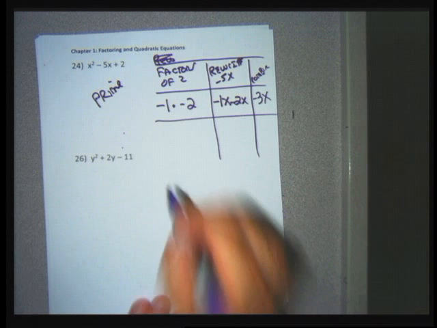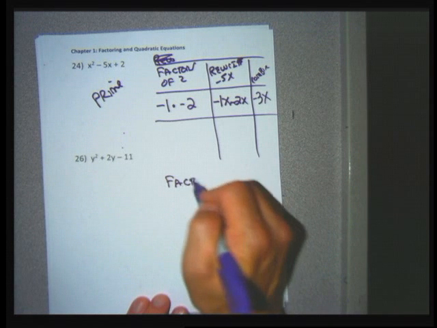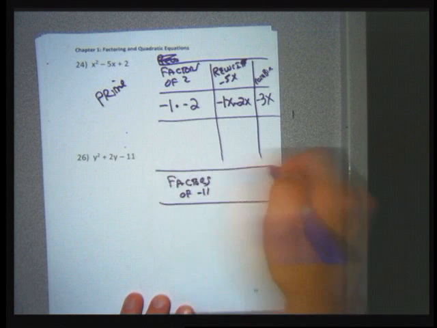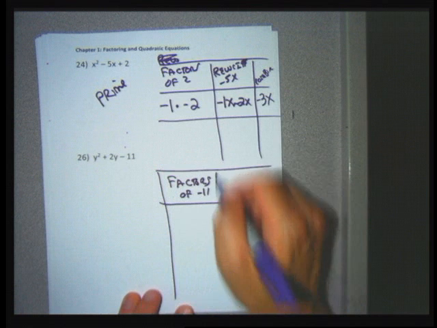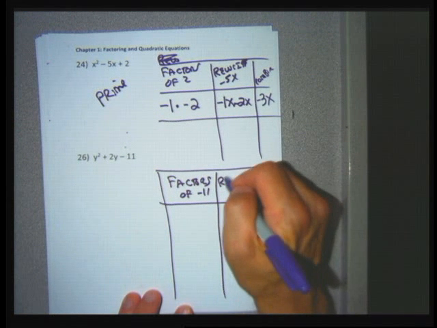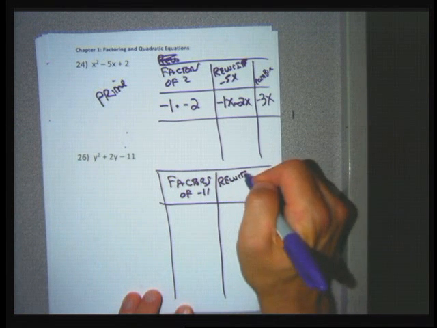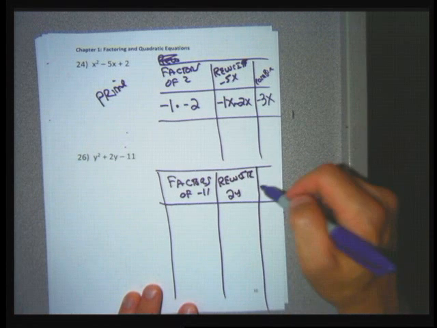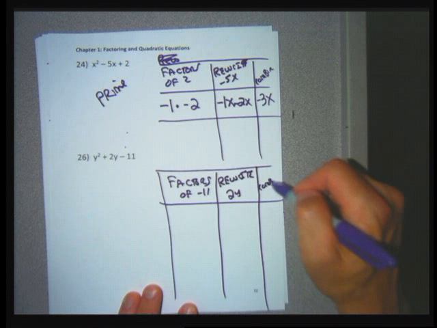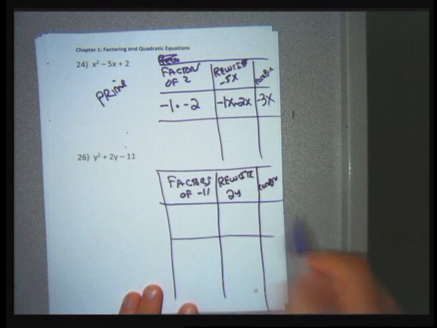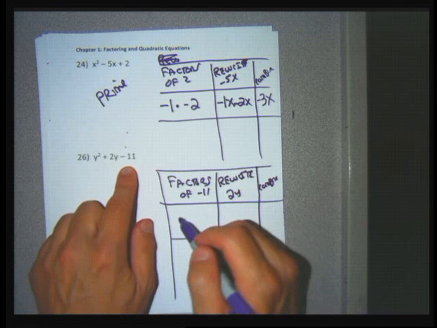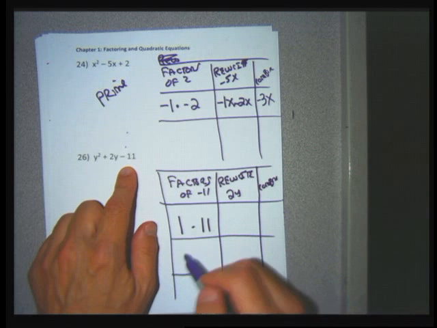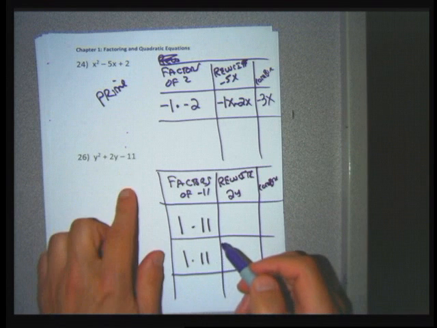For 26, I'm worried about the factors of negative 11. And then I need to rewrite the 2y, and the numbers in the middle column I combine. So if I was clever, I know that I would need, the only factors of 11 are 1 and 11, and I need to attach negative signs to them.